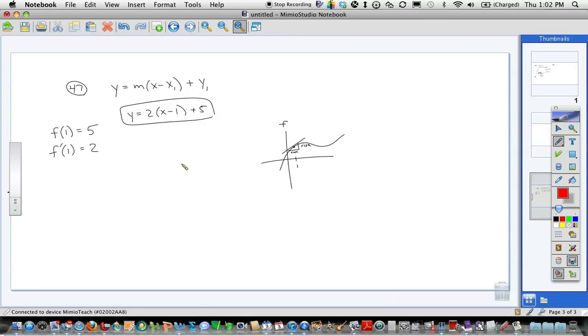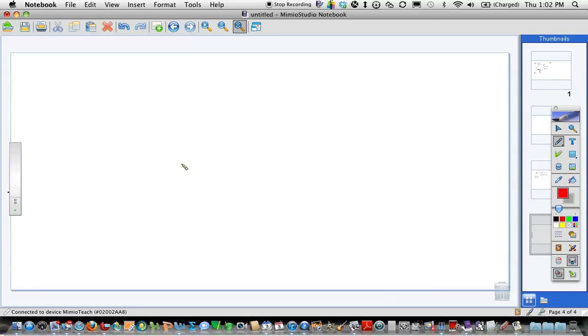Write the equation of the tangent line. Okay? Very important type of problem because we see it all the time. All right.